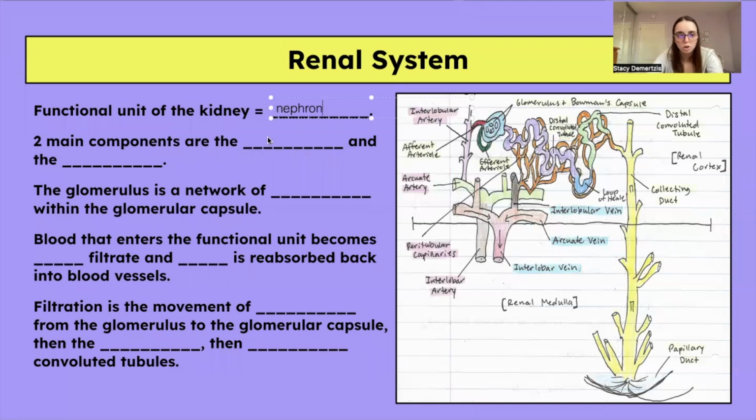And so the nephron has two main components. What do we call those two main components of the nephron? Give you guys some time to think about that. The two main components of the nephron.